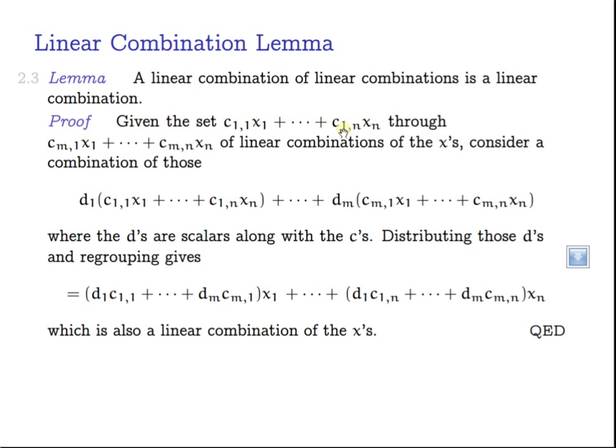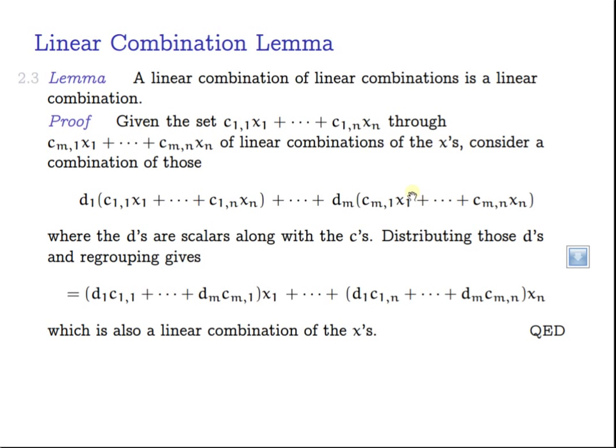C11x1 through C1nxn, that's my first linear combination. My second linear combination will be C21x1 plus ... plus C2nxn. That's my second linear combination. Altogether, I have m linear combinations. And I'm going to take a linear combination of these m linear combinations. The coefficients of this linear combination will be the d's. Okay? Since I have m linear combinations, I need m coefficients d. And this is the expression of the linear combination of linear combinations.